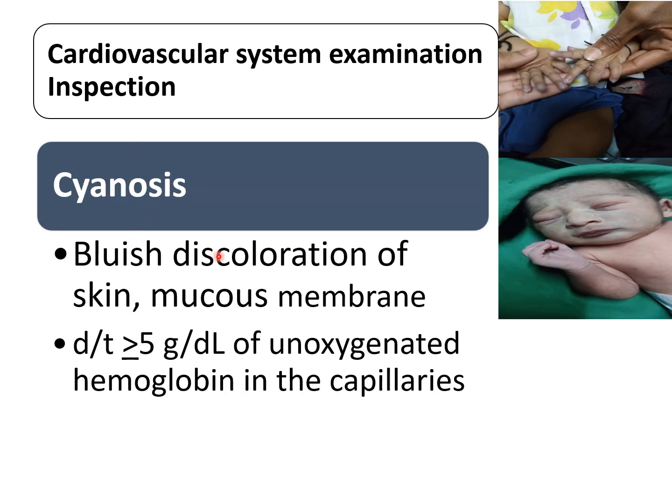Cyanosis is a bluish discoloration of the skin and the mucous membrane. Here in this image you can see nails are cyanosed, and in this image you can see lips and palm are cyanosed. It appears whenever there is more than 5 gram per dl unoxygenated hemoglobin present in the blood.